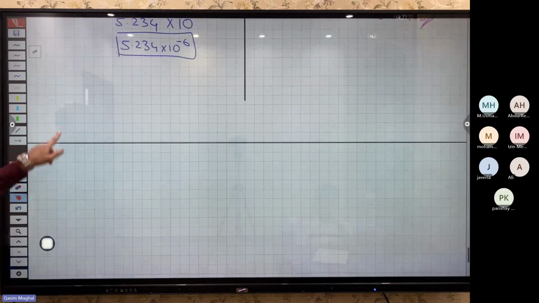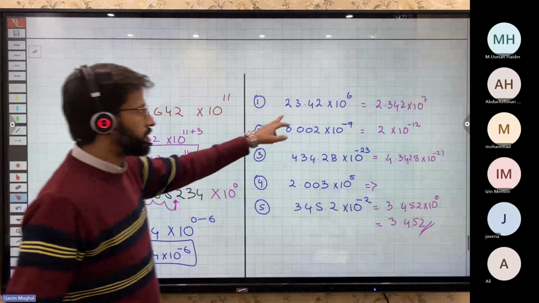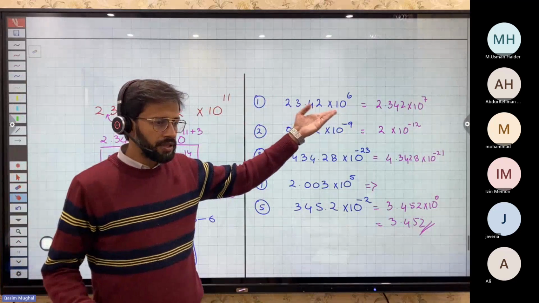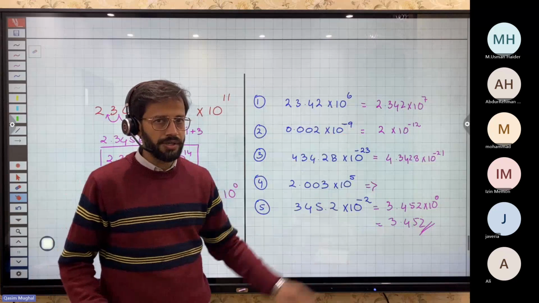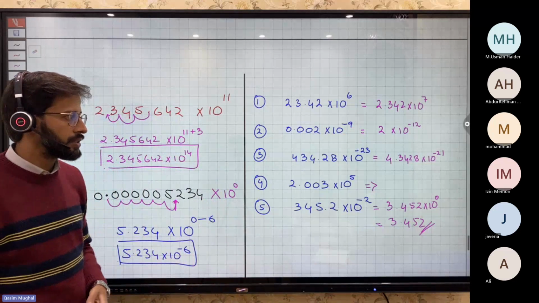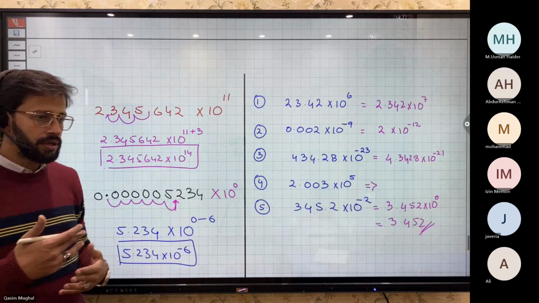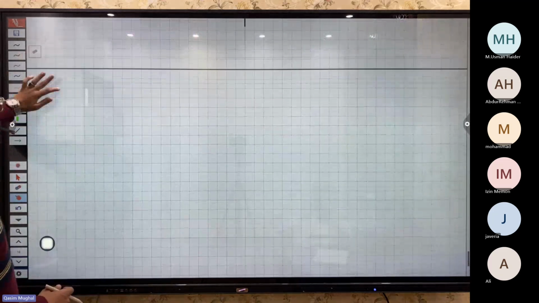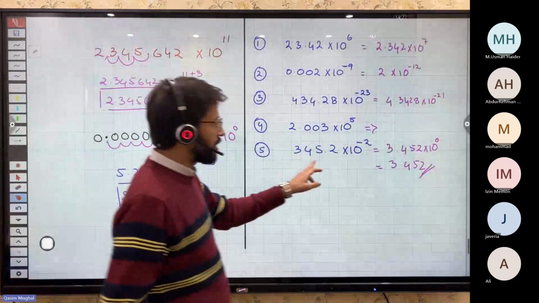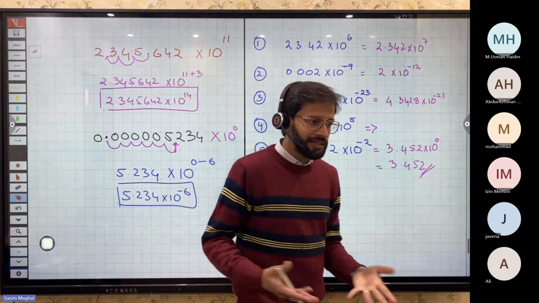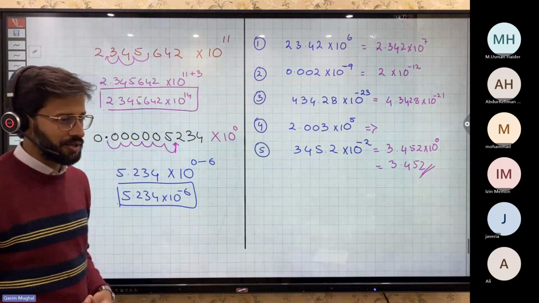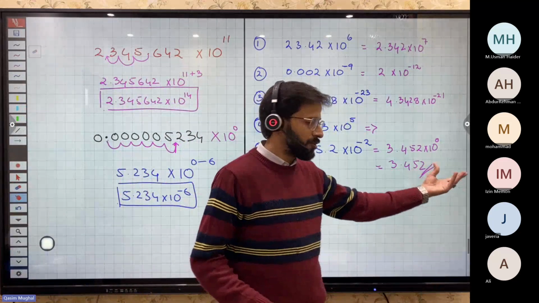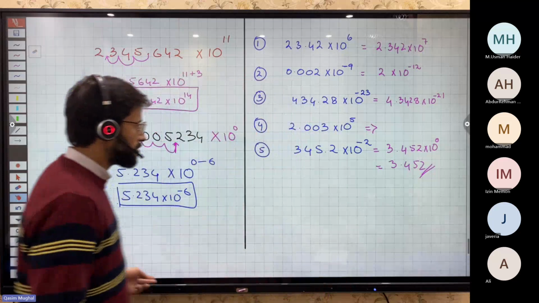Now, the numbers written here are not in ordinary notation, and neither are they in standard form. Ordinary notation has a power of 10 equal to 0. So this number here is technically in standard form as well as in ordinary notation. Standard form when we look at the decimal point, but when we look at the power of 10, you can say it's an ordinary notation.